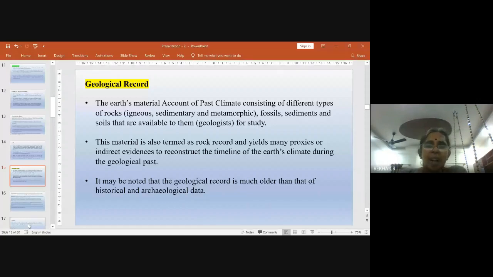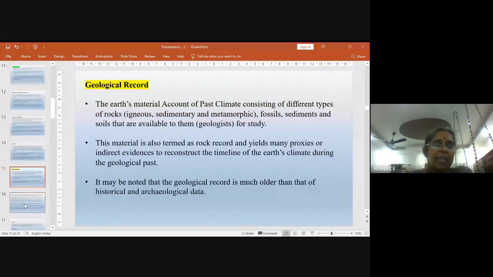So the Earth's material account of past climate consists of different types of rocks like igneous, sedimentary, metamorphic, fossils, sediments, and soil that are available for study. So the material related to the rocks or the soils gives us a record, which we call the rock record, and it gives an indirect evidence to reconstruct the Earth's climate in the past. So the geological record is much older than the historical and archaeological data.